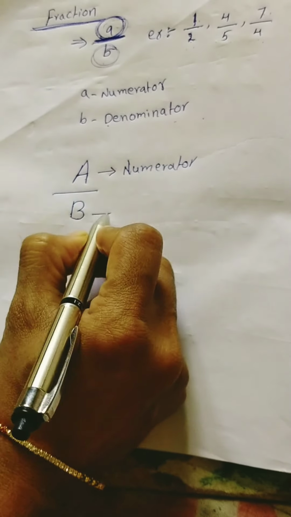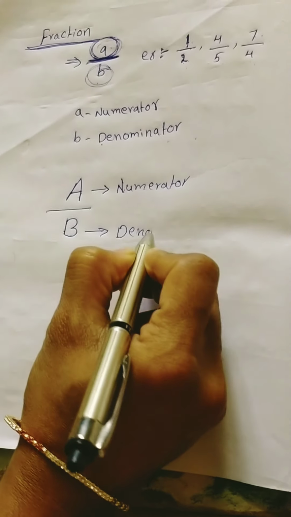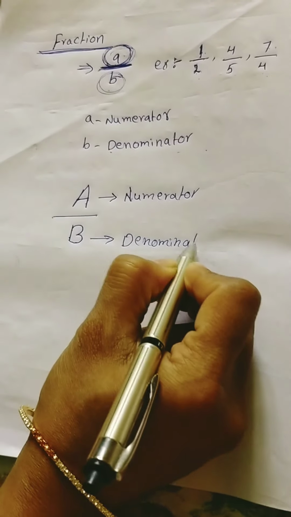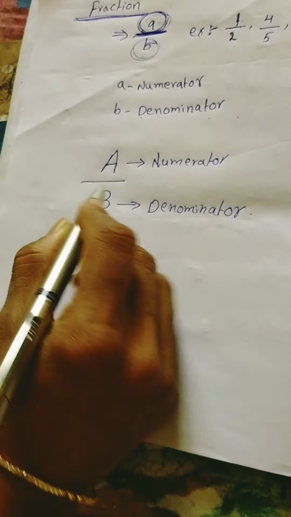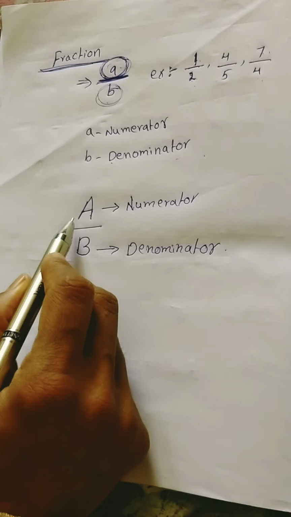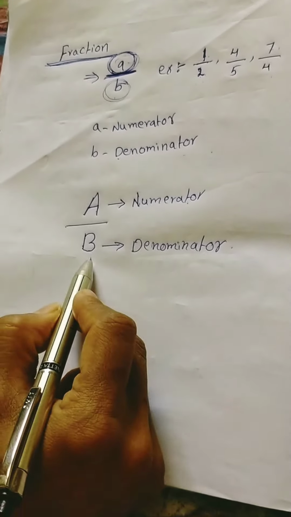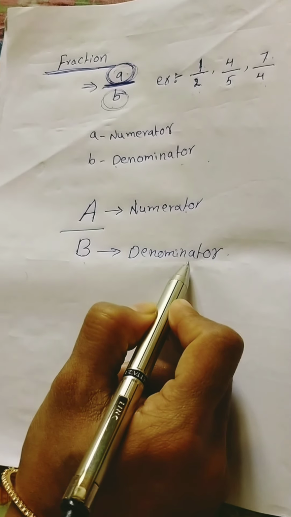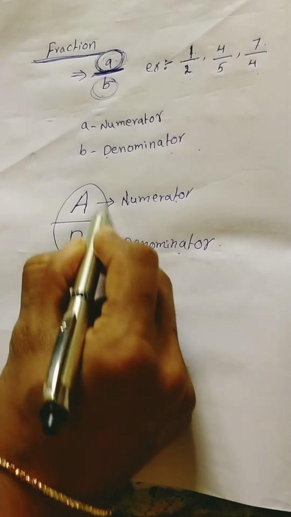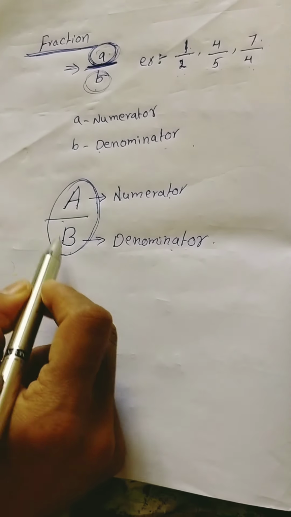B is called the denominator. Again I repeat: in this, A is called the numerator and B is called the denominator, and we call it A by B.